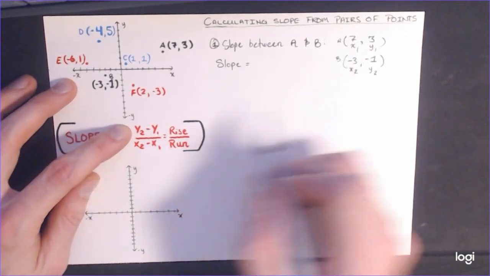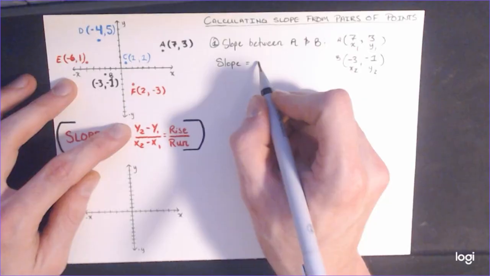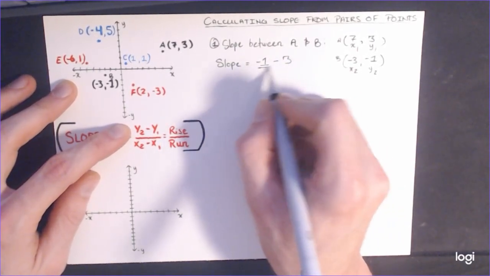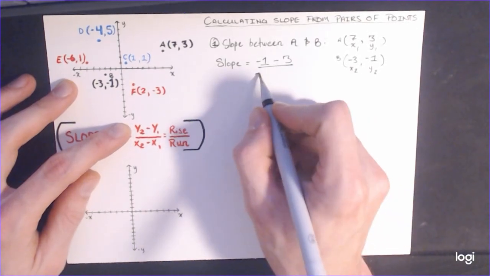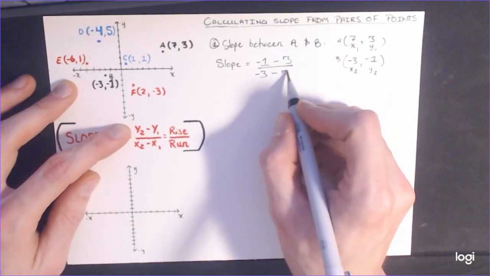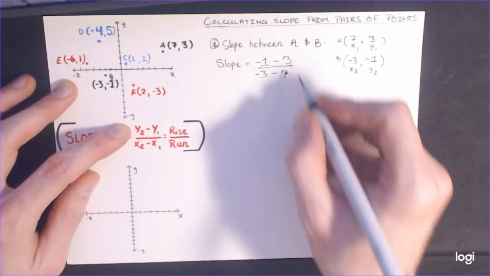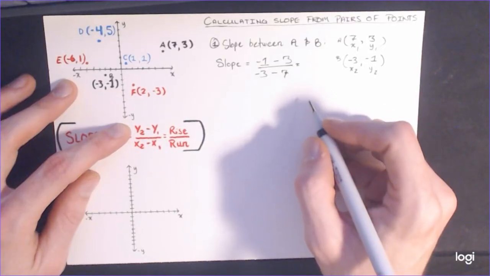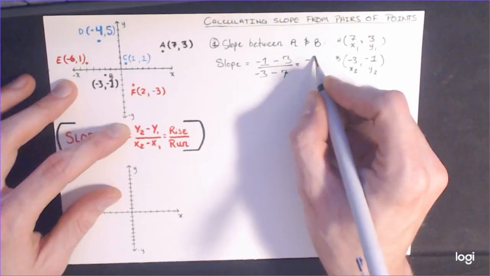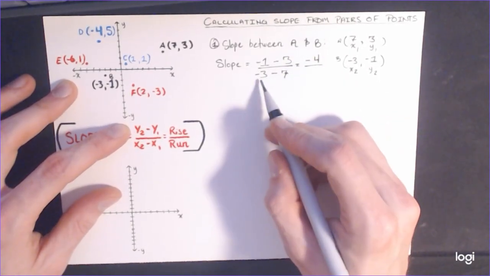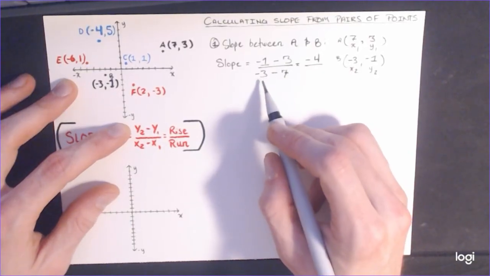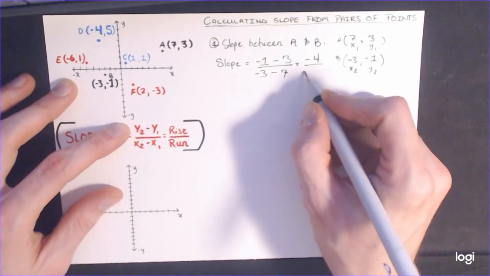So now we're just going to subtract the y values here. So we're going to do -1 minus 3 divided by -3 minus 7. Okay, so -1 minus 3. We're at -1. We're going 3 less than that, so it's going to be -4. Then we have -3. We're already in the negative. We're going to continue to go down. This one's also going to be negative. So we can just do 7 plus 3, that's 10. So it's going to be -10.